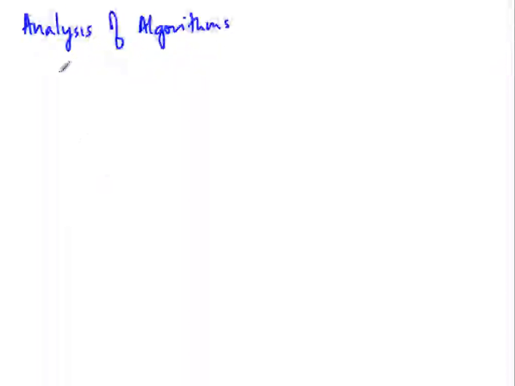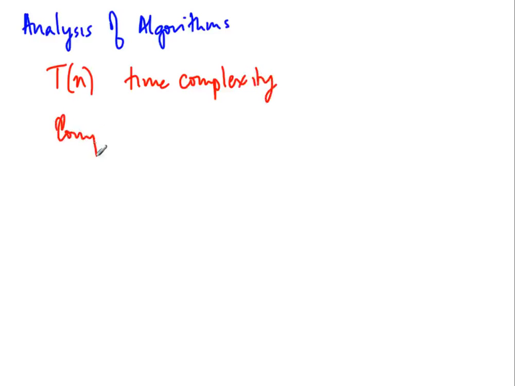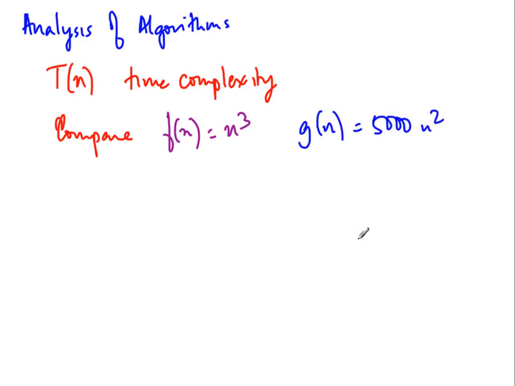So as we saw, the analysis of algorithms typically involves computing the time complexity T of n as a function of n, which is the input. Now we want to compare, say, two functions. Supposing you want to compare f of n, which is say n cubed, and g of n, which is 5000 n squared. So supposing we have two algorithms, one takes n cubed, the other one we have computed somehow takes 5000 n squared, and we want to know which is better.